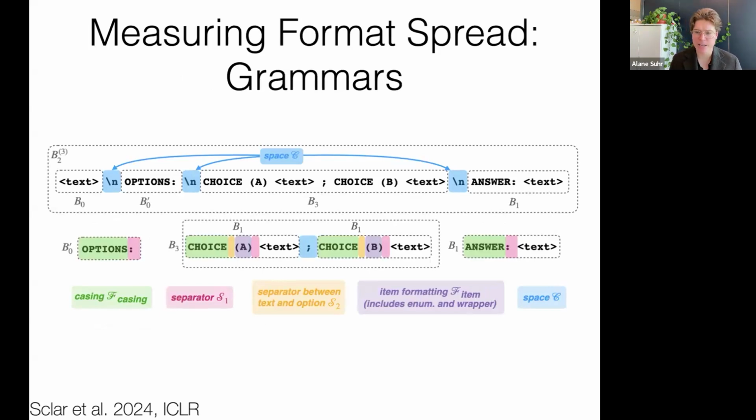And so you can see that we have options like, what are the different item formattings? Do we want to use capital letters? Do we want to use lowercase letters, numbers, etc.?